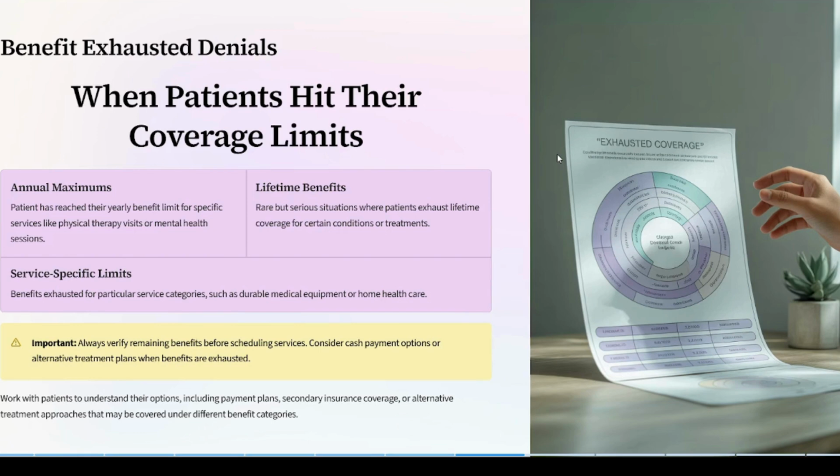It is always important to remember to verify remaining benefits before scheduling services. Consider cash payment options or alternative treatment plans when benefits have been exhausted. All right. So work with the patients to understand their options, including payment plans, secondary insurance coverage, or alternative treatment approaches that may be covered under different benefit categories. All right. You want to be well aware of that.